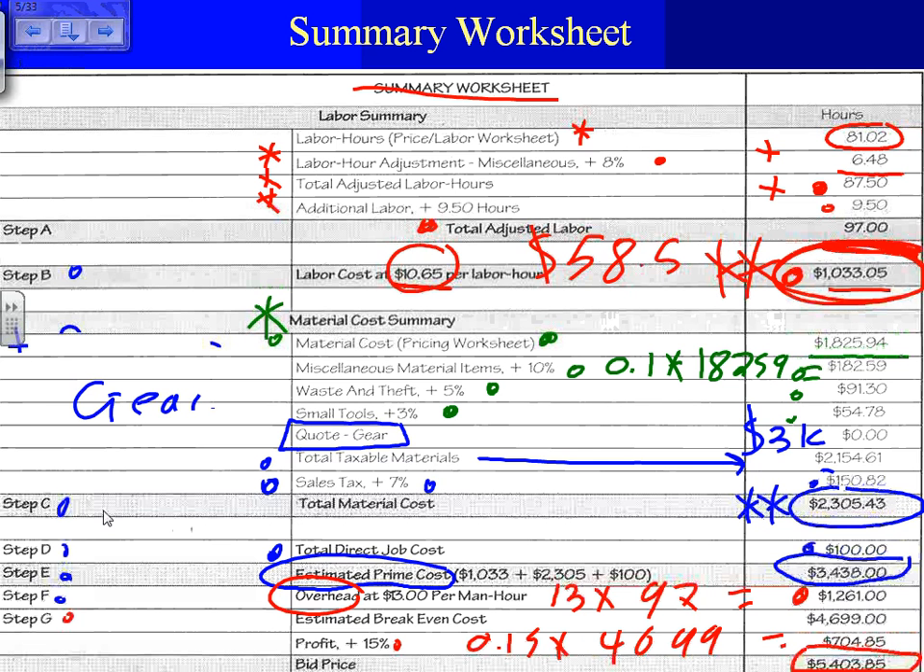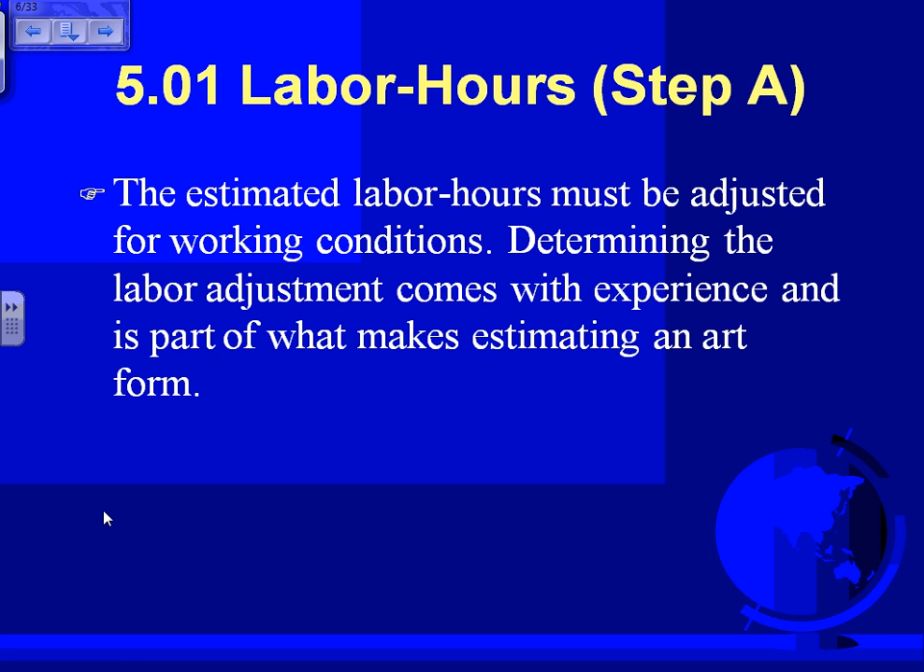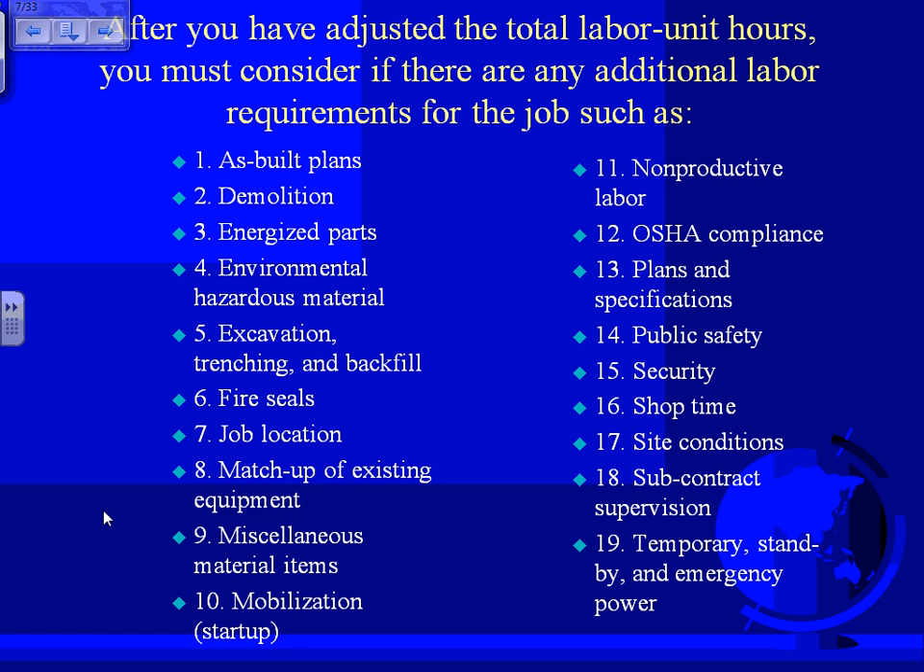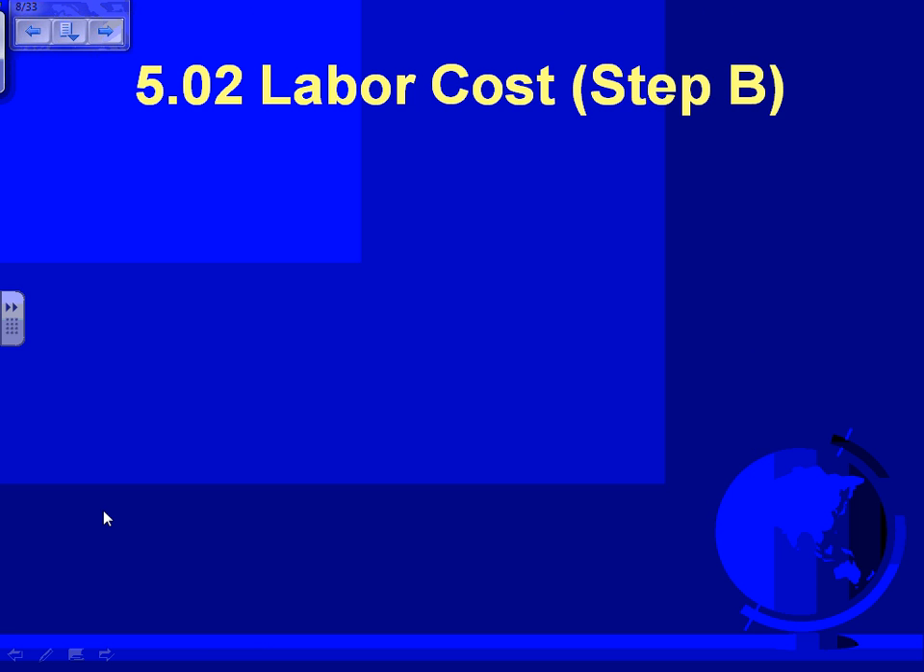Let's go ahead, guys. What the whole chapter here is talking about, all these A1 through B, I'm going to work through them. Labor adjustment, as we said, you need to make sure that you adjust and recoup based on all these things. Adjusting the total labor hours, you must consider if there are any of these things, as built, demolition, energized parts, and so forth. That's why, remember how we adjusted our labor? We increased it by 10% at the beginning, because there's one or any of these following.